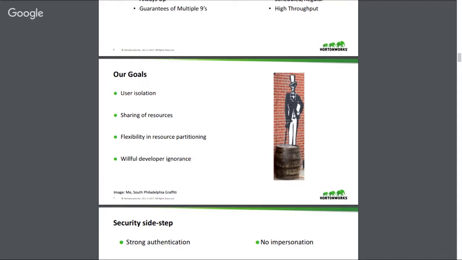Half of it is we want to let the developers be lazy so they can do what they want. But the other side of it is we want to make sure that they're not going to do something malicious and do something intentionally bad to subvert us here.